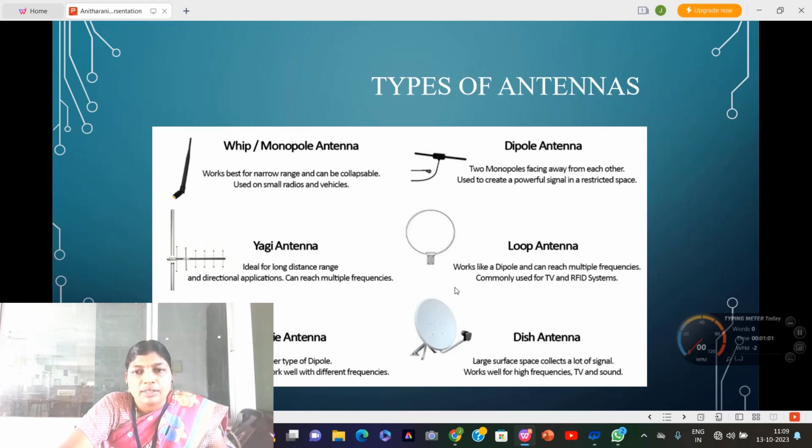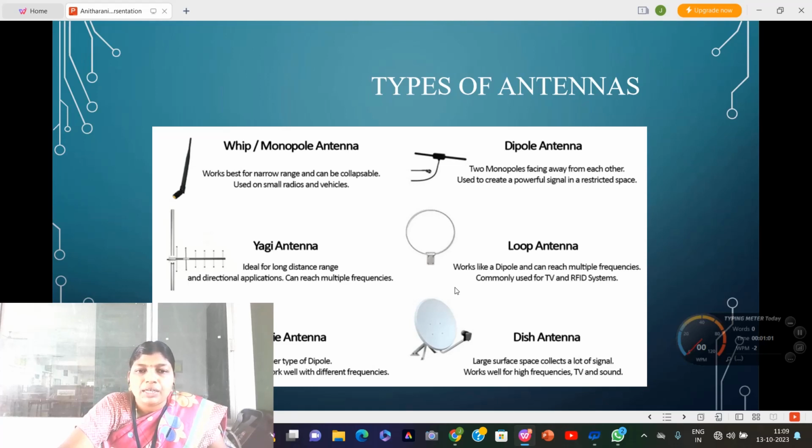The second one is the dipole antenna. We have two poles there. One will be positive and another one will be negative. Two monopoles face away from each other. It's used to create a powerful signal in a restricted space too.